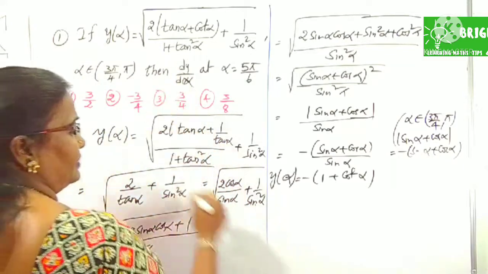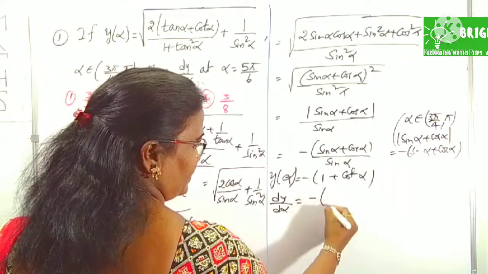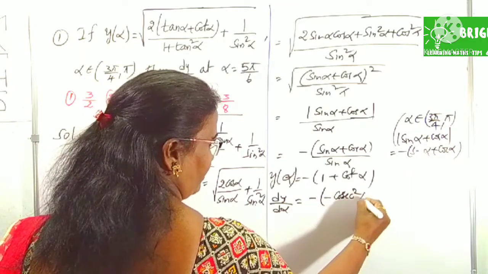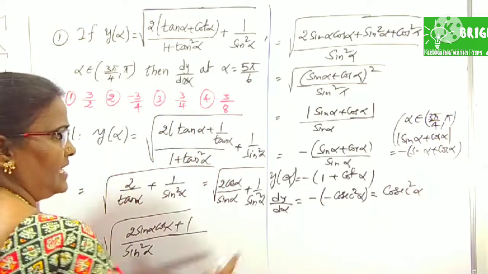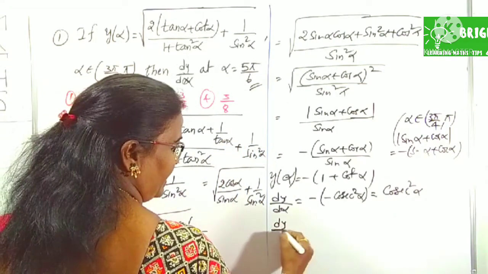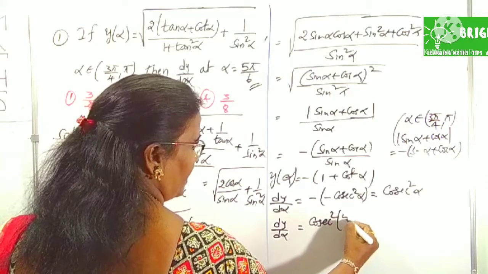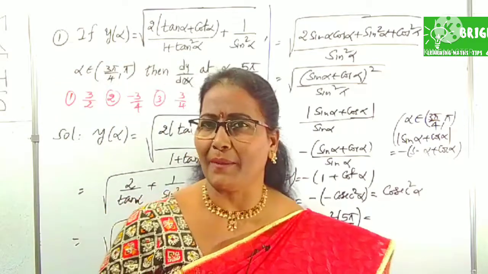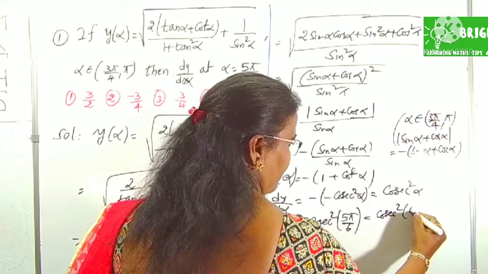Now we can find its derivative. Dy by d alpha: derivative of the constant 1 is 0, minus of 0, and the derivative of cot alpha is, yes exactly, minus cosecant square alpha. Minus of minus gives plus cosecant square alpha. This value we have to find at x equals 5 pi by 6. Dy by d alpha at 5 pi by 6 means cosecant square of 5 pi by 6, which is pi minus pi by 6, in the second quadrant. That is cosecant square pi by 6.